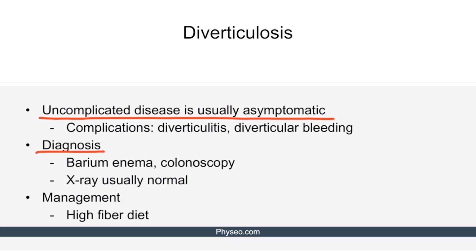Now, diagnosis of uncomplicated diverticulosis can be made with barium enema, and that will show signs of barium-filled outpouchings. And colonoscopy can also be helpful, and that is actually the most accurate test. And an X-ray is usually normal. You're not likely to see anything with that. And management includes taking a high-fiber diet, and that can actually help prevent the condition from getting any worse. So once you've diagnosed it, go to high fiber, and that can help in some cases.